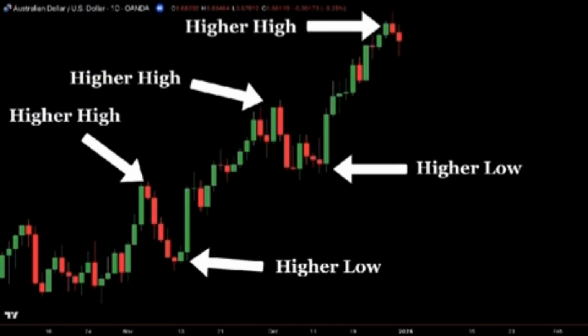These pullbacks are natural and show that the trend is still healthy as long as higher lows continue to form. An uptrend stays valid as long as price continues making higher highs and higher lows. If price fails to make a new high and starts creating lower lows, it could be a sign that the trend is weakening. A downtrend is the opposite.